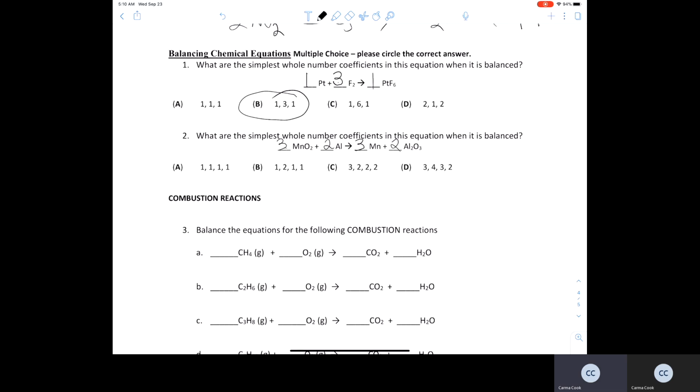Look at my aluminums. Putting a 2 here gave me 4. 2 times 2, 4 aluminums on the right. So now I got to change this 2 to a 4. Now I've got 4 aluminums on the left. 2 times 2 equals 4 aluminums on the right. So 3, 4, 3, 2 is my correct answer. Letter D.